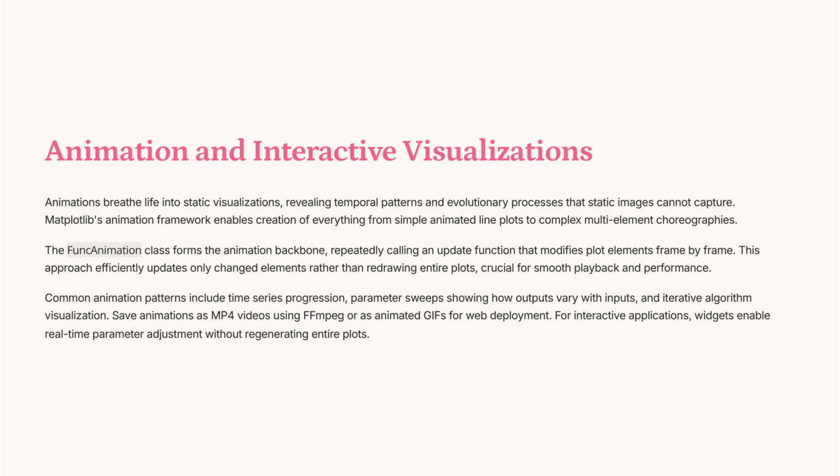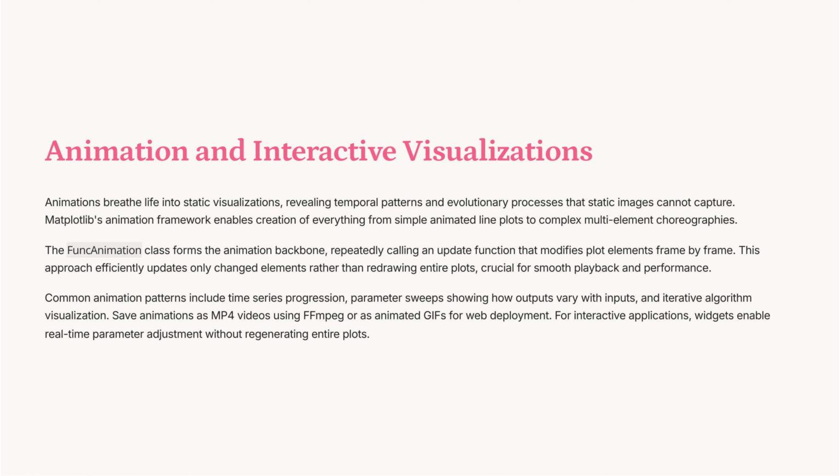Animations transform static visualizations by revealing temporal patterns. Matplotlib's animation framework, particularly FuncAnimation, efficiently updates plot elements frame by frame. This is essential for smooth playback. Common patterns include time series progression and parameter sweeps. Save animations as MP4s with FFmpeg or as GIFs for web use.